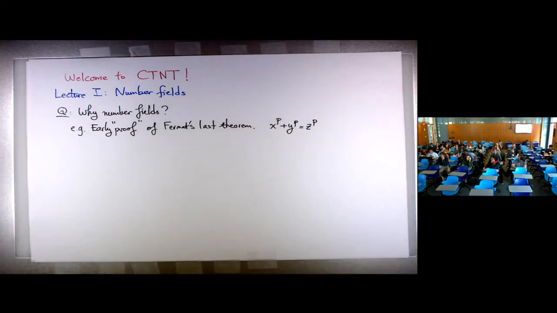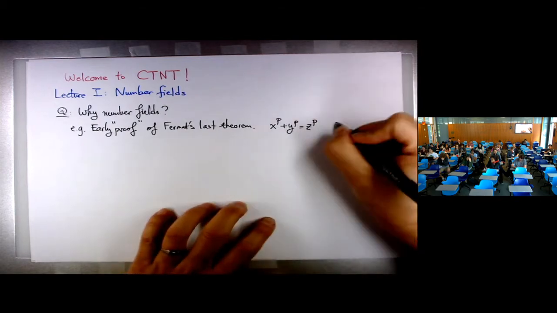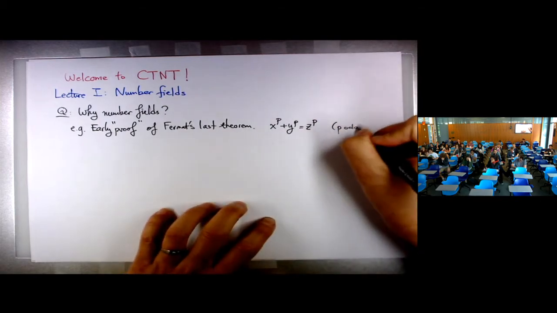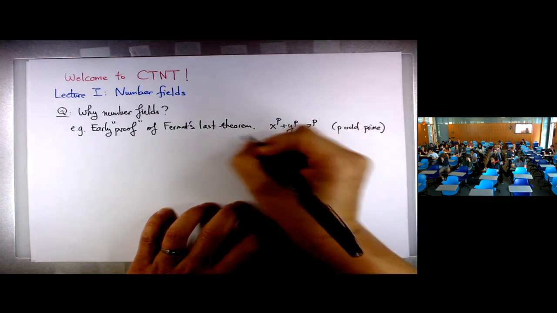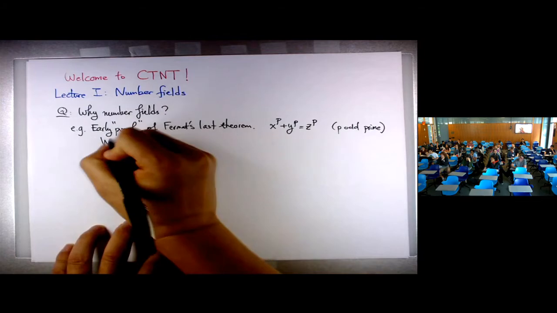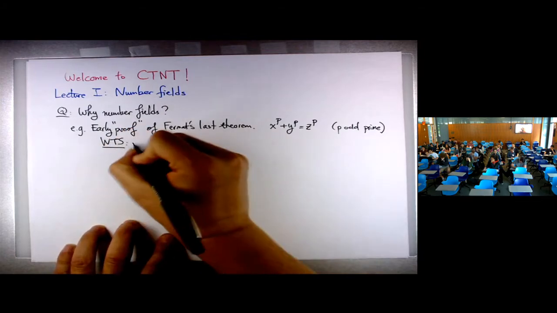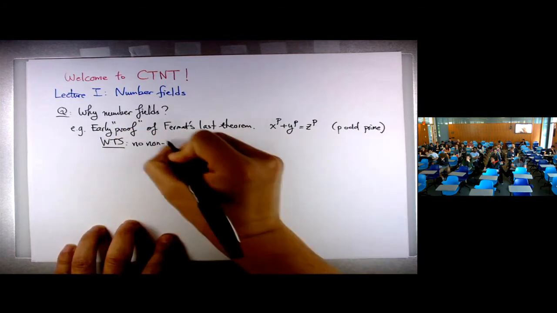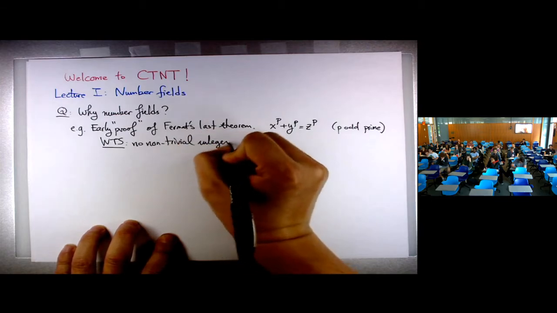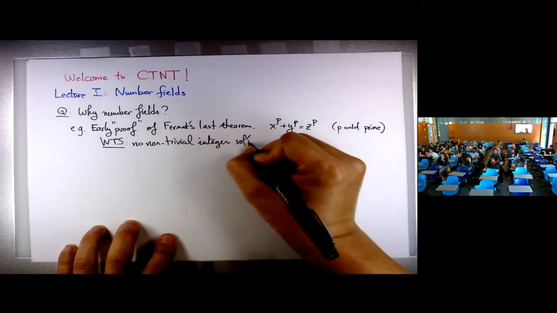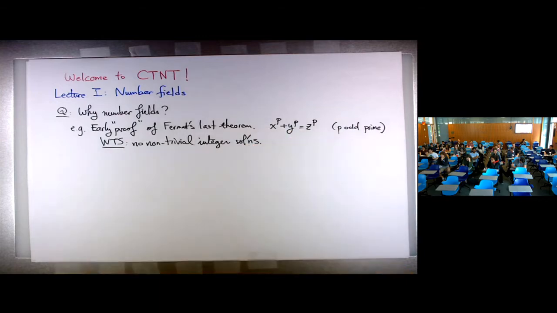you have this Fermat's equation, x to the p plus y to the p equals z to the p, where p is an odd prime. You want to show no non-trivial integer solutions. So that was Fermat's last theorem.